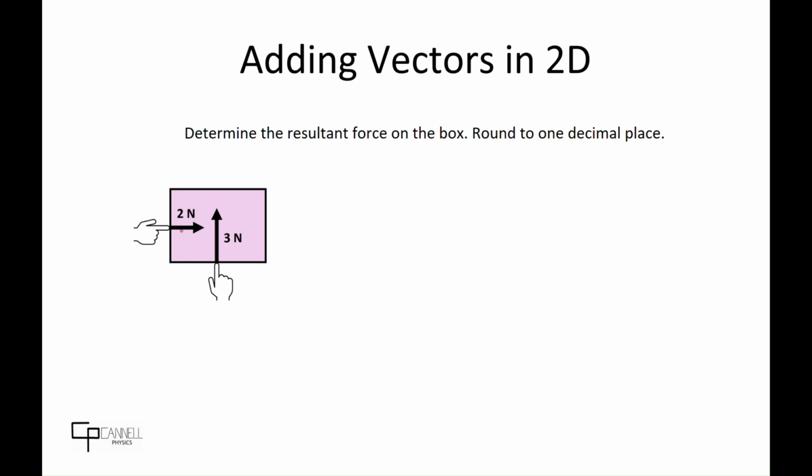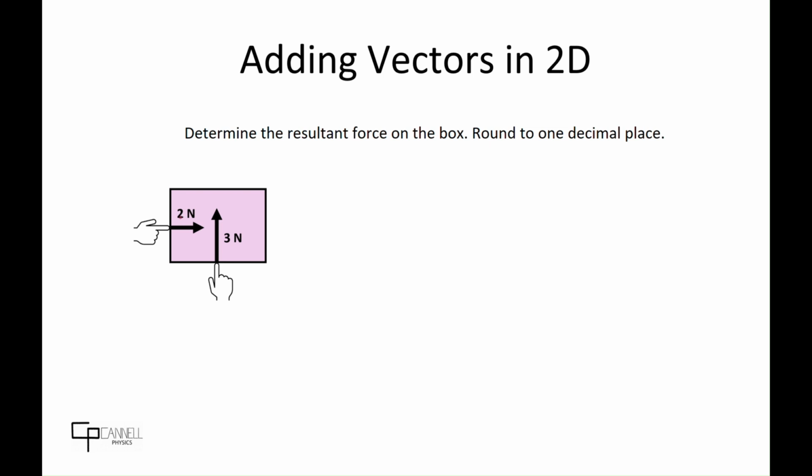Here in this example we have the same 2 vectors as before. The 2 Newton vector is still going to the right, but the 3 Newton vector is now going upwards, so they are perpendicular to each other. So this introduces the second dimension, but in this example we now have horizontal and vertical forces, so 2 dimensions.